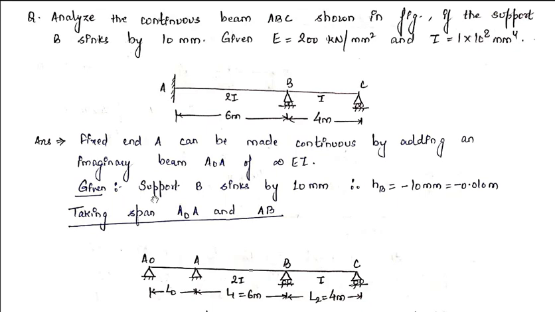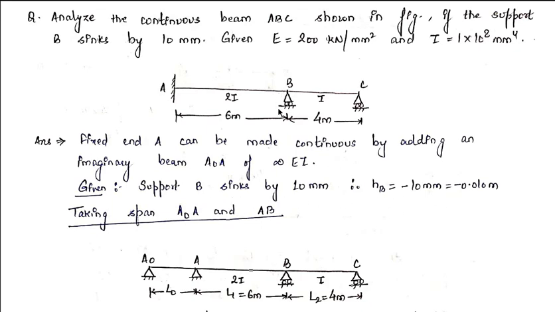Now we are given that the support B sinks by 10 mm. If the settlement takes place in the downward direction, we will take the value of HB as minus. And if the height of any support that we are taking with respect to another support is in the upward direction, we will take that term as positive. We will see this in the numerical problem ahead, but let us continue with this.